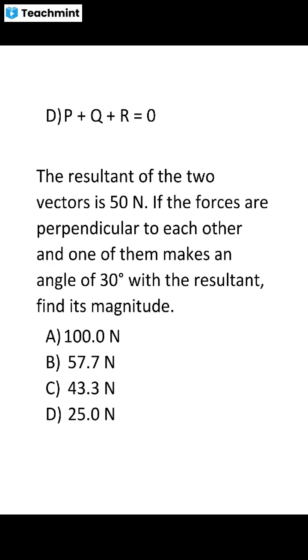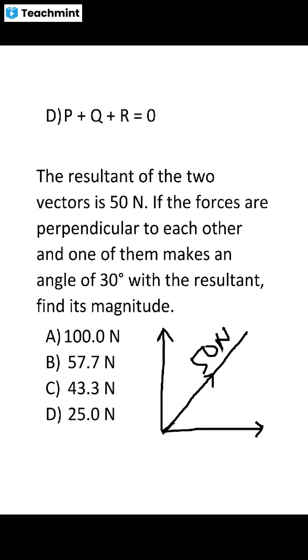Now look at this question. The resultant of two vectors is 50 Newton. If the forces are perpendicular to each other, now this is what they're telling us. They're telling us that we have two forces that are perpendicular to each other. We don't know what the forces are, but we are told that their resultant is 50 Newton. One of the forces is on the horizontal, the other one is on the vertical axis. The next information is that one of them makes an angle of 30 degrees with the resultant. So this is the resultant. I can use any one. This is 30 degrees. So I can say the one on the X makes 30 degrees with the what?